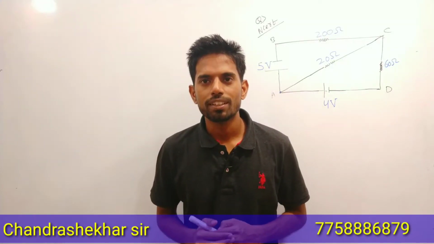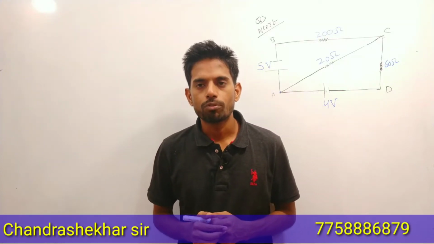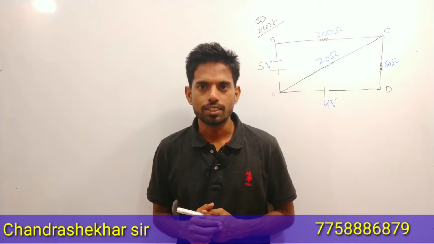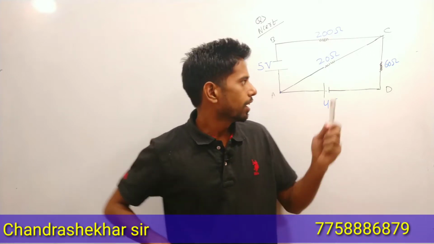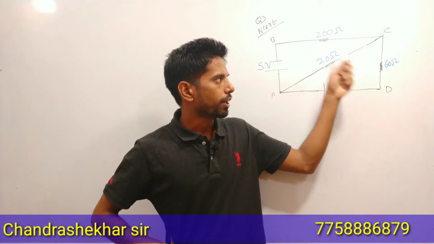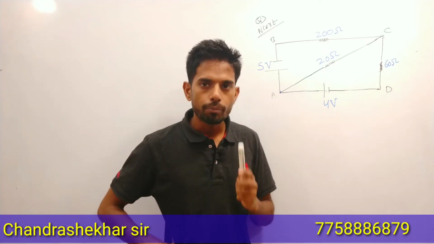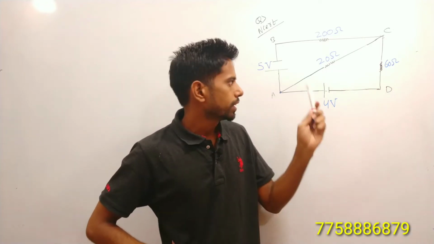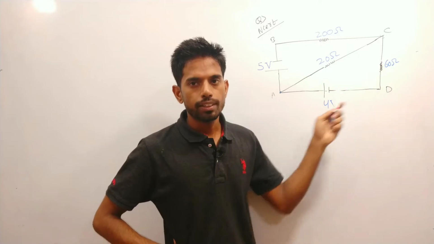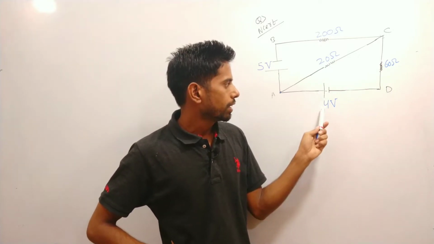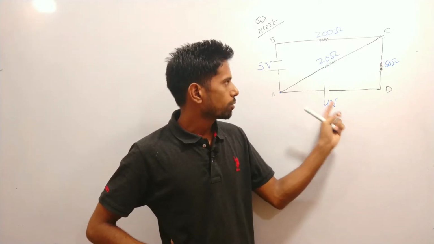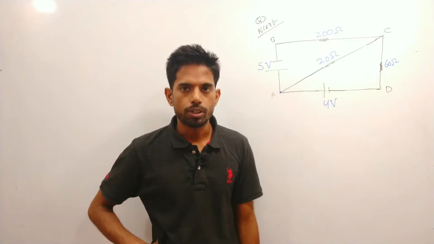Hello my dear student, in this question we have to find the current across each resistor. There are 3 resistors having resistance 20 ohm, 200 ohm and 60 ohm. We have to find the current across each resistor. There are 2 cells having potential difference 4 volt and 5 volt.